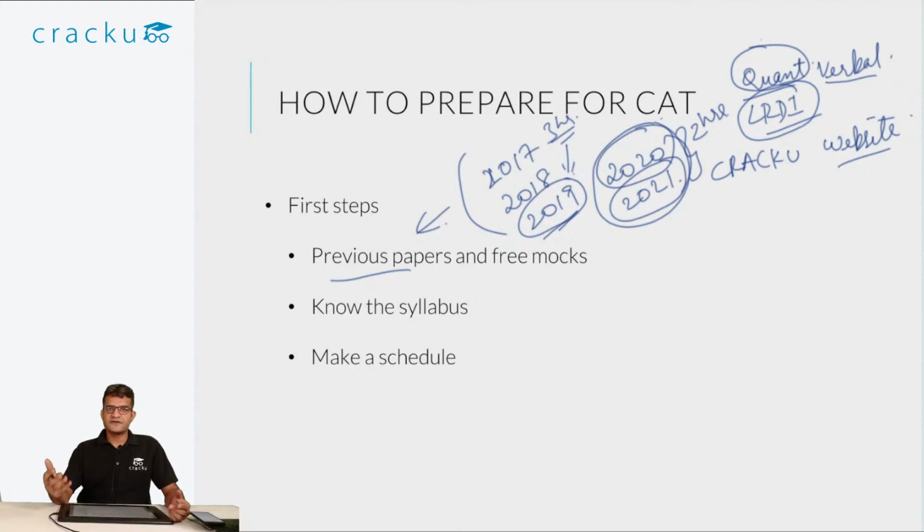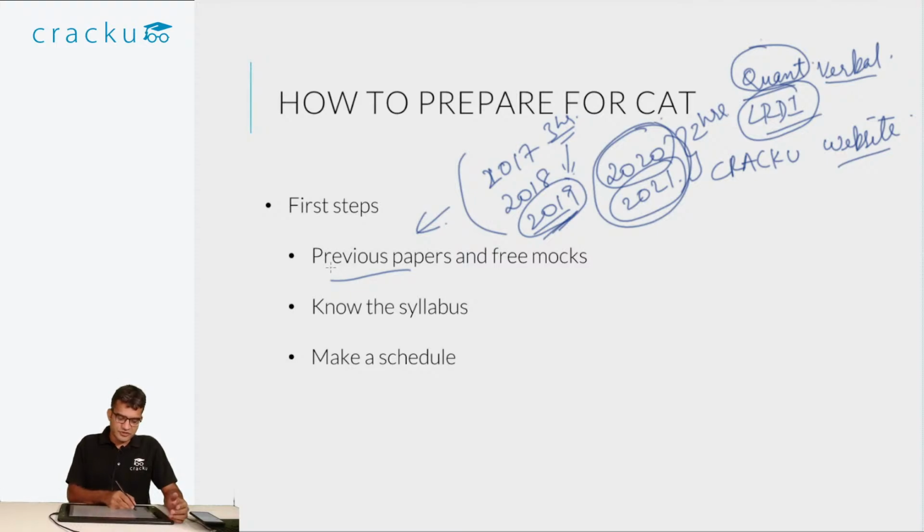There is a very clear way in which you can improve in quant. There is a very clear way in which you can improve in VRC. But to improve in LRDA, there is no fixed pattern. You will have to keep targeting different areas of your brain and keep improving in different aspects, and tangentially you will keep improving in LRDA. But for that, you need to have a good sense of what are the kind of sets that are asked.